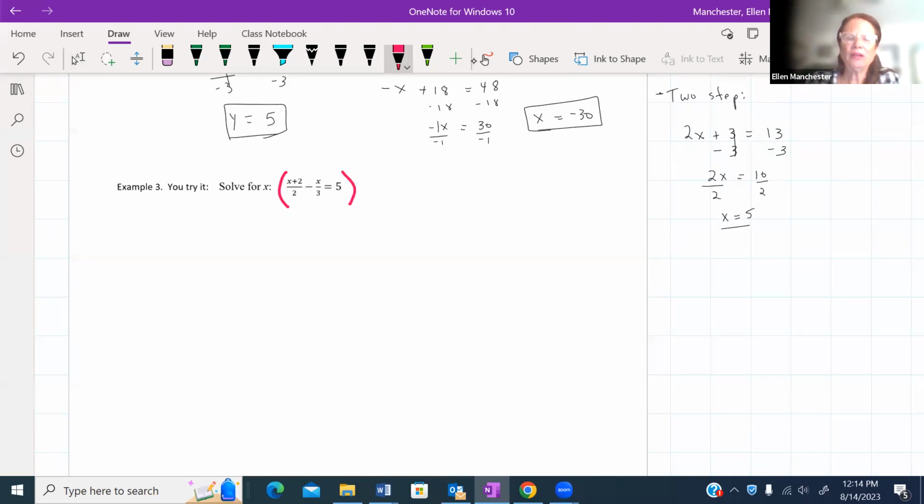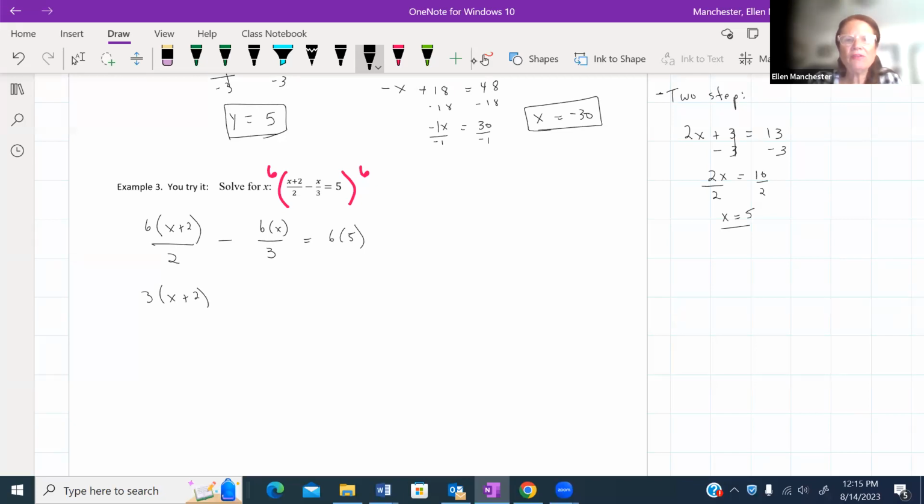So again, what number will both 2 and 3 go into? So 3 is your bigger number. Obviously 2 will not go into 3. So 3 times 2 is 6. 2 does go into 6. So I'm going to use 6 as my common multiple. So 6 times x plus 2 all over 2 minus 6 times x over 3, and then 6 times 5. So now I'm going to reduce. 6 divided by 2 is 3 times x plus 2.